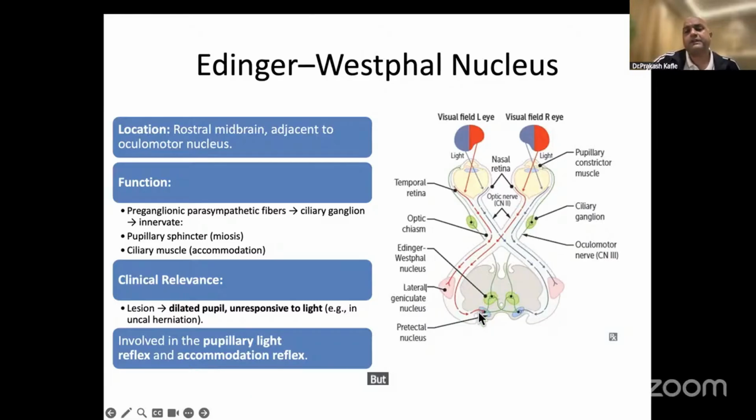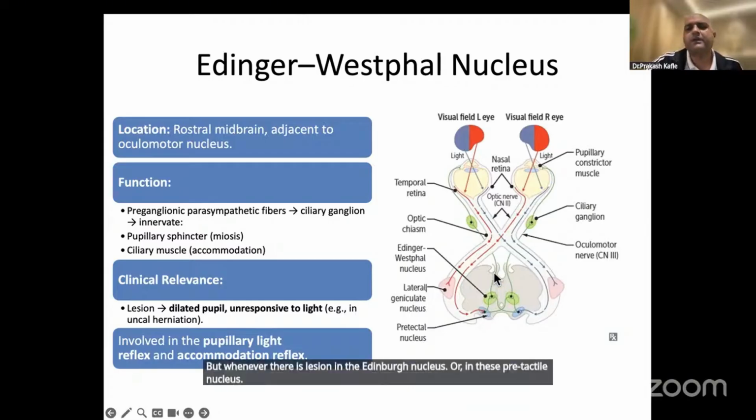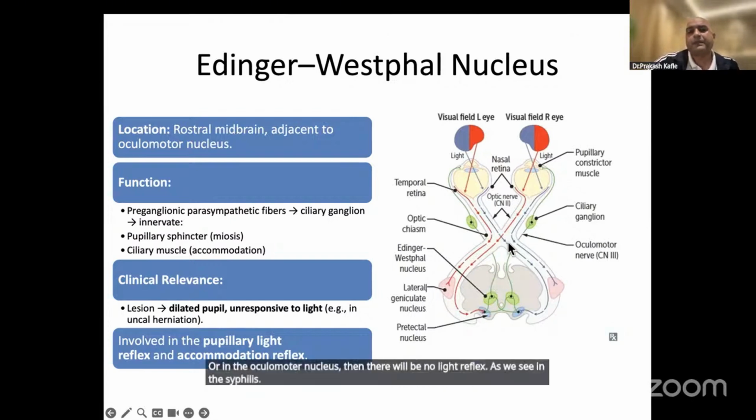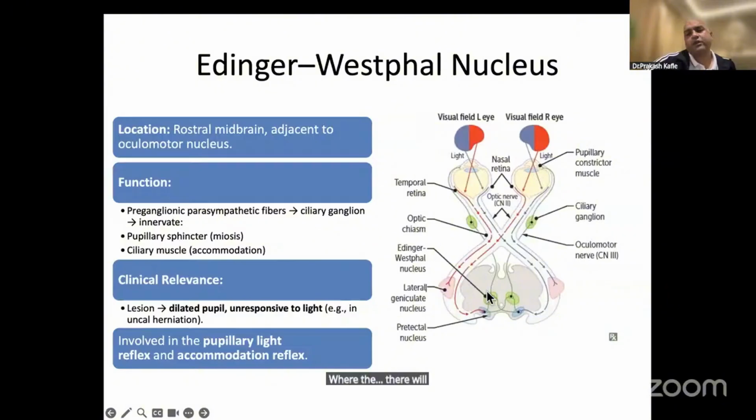But whenever there is a lesion in the Edinger-Westphal nucleus, or in the pretectal nucleus, or in the oculomotor nucleus, then there will be no light reflex, as we see in syphilis, where there is a light reflex loss with preserved accommodation, which we call Argyll Robertson pupil. So this is associated with this.